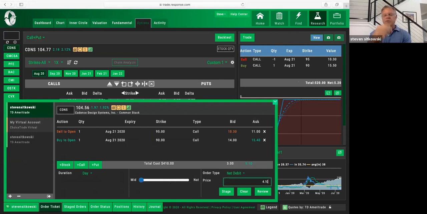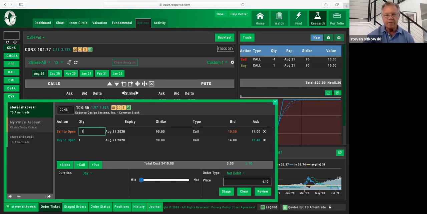then what is my maximum risk? $4.10 per share. What is my maximum profit? It's the difference between the two strikes, which is 5, minus 4.10, which is 90 cents. So if I make 90 cents on an investment of $4.10, what is that for a rate of return? It's a little better than 20%, which I like a lot.